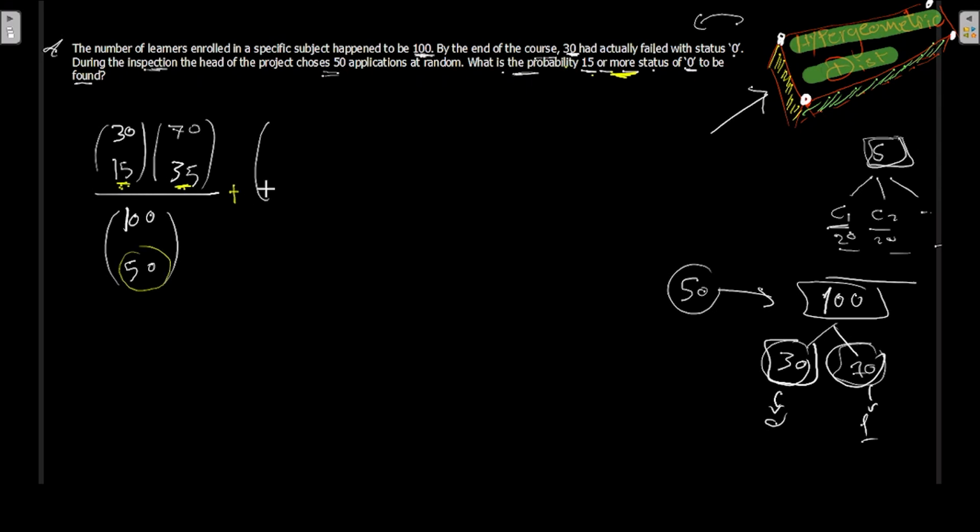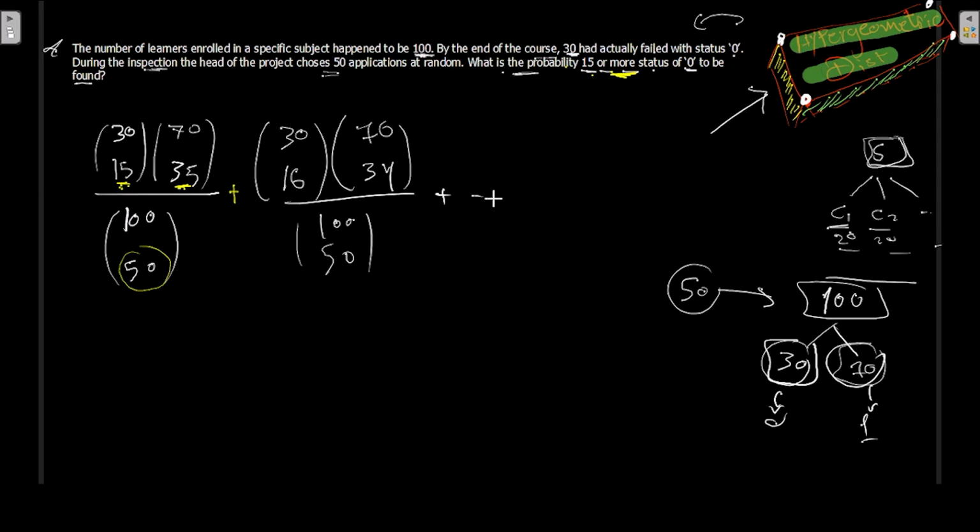The probability out of this 30, we could have found 16. That means out of the 70, we are left with 34. And again, the sample space still remains the same. Out of the 100, we are choosing 50. And you will keep doing this all the way down to the case where out of 30, we found all 30 of them to have failed, and from the 70 that means only 20 are left to complete the sample space of 50.